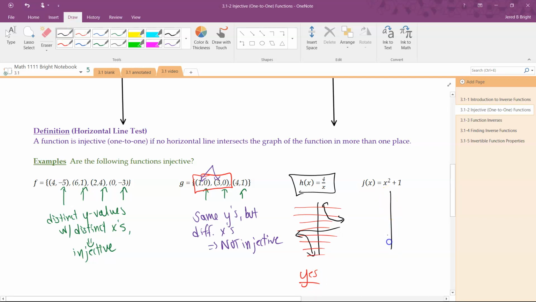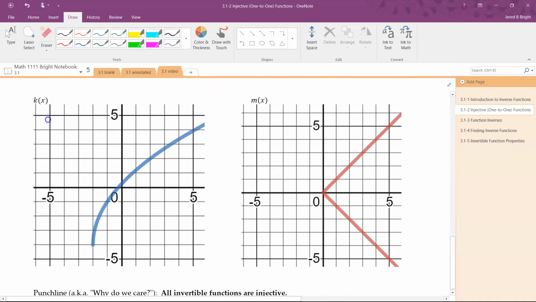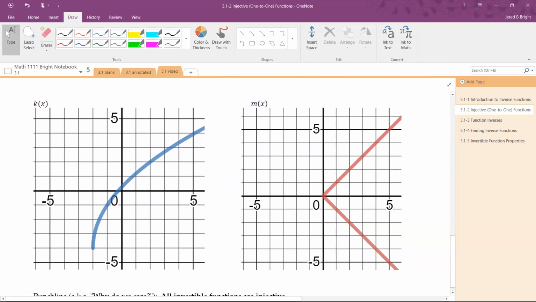Next one, J, again, quick little sketch in your brain, shift it up one, then it's a parabola, okay, roughly like that. Does this pass the horizontal line test? Nope. We hit in 2 distinct places, okay? All right, and then now we get some functions and their graphs, just the graphs, okay? So then, again, I'm just going to do the horizontal line test. Yep. So I'm going to say, yes, this one is injective.